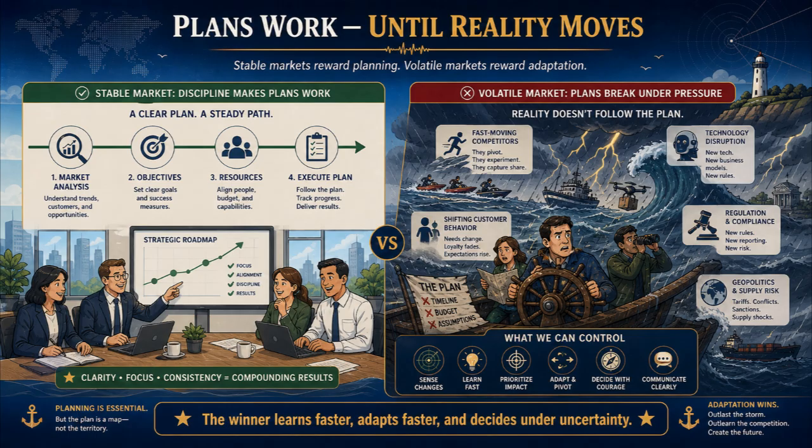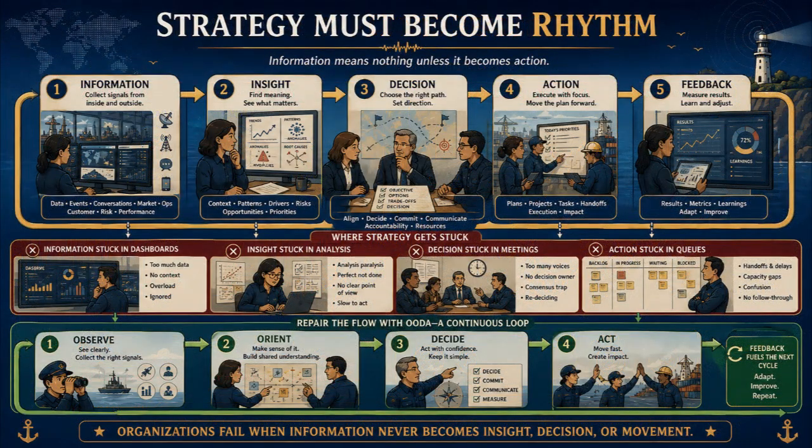In these conditions, the winner is not always the largest firm or the firm with the most capital. Often, the winner is the organization that learns faster, adapts faster, and makes better decisions under uncertainty. This is where the OODA loop becomes important. Boyd's framework is commonly simplified into four stages: observe, orient, decide, and act.